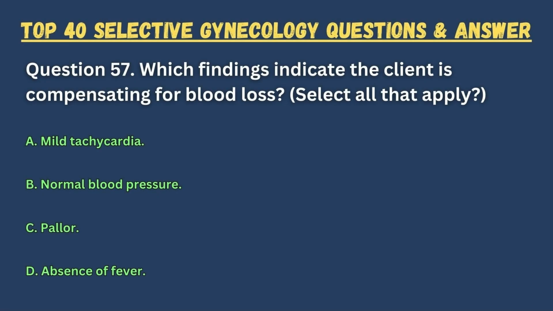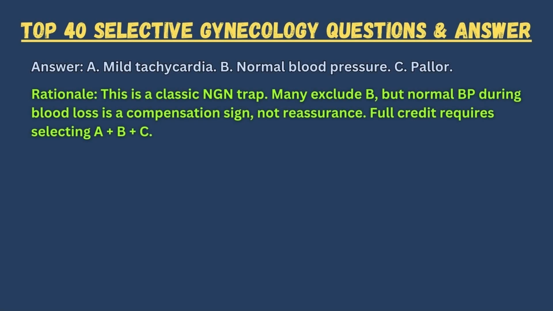Question 57. Which findings indicate the client is compensating for blood loss? Select all that apply. A. Mild tachycardia. B. Normal blood pressure. C. Pallor. D. Absence of fever. Answer: A. Mild tachycardia. B. Normal blood pressure. C. Pallor. Rationale: this is a classic NGN trap. Many exclude B, but normal BP during blood loss is a compensation sign, not reassurance. Full credit requires selecting A plus B plus C.